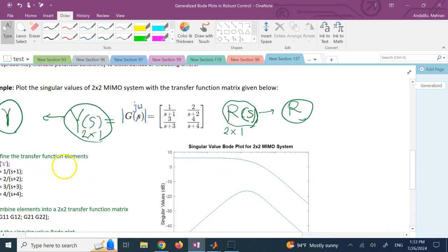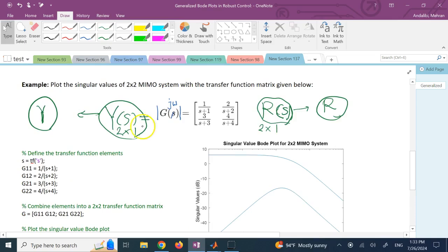But now I don't have a single complex number G(j omega). I have a matrix of complex numbers. And now your input is probably not one harmonic input. In this case, it has 2 components that might be harmonic, and your output also might have 2 components that are harmonic. So here you have to get the norm of Y and compare it against the norm of R, and see that the norm of Y is how many times the norm of R.